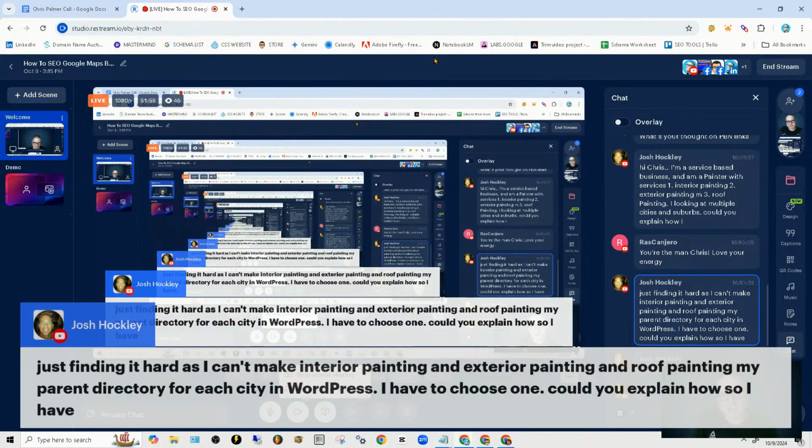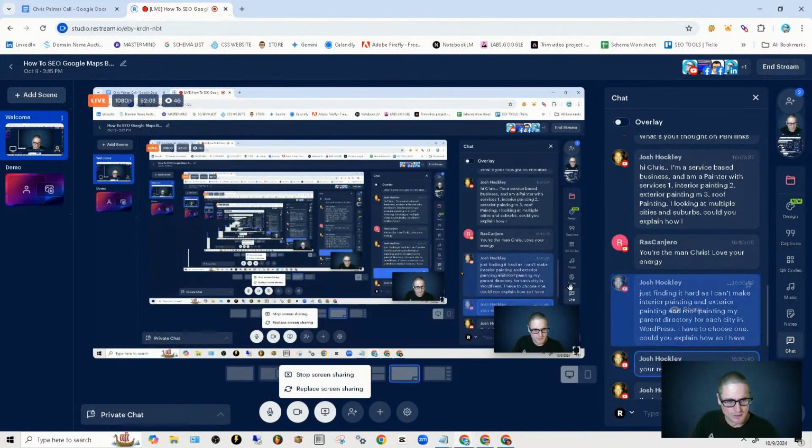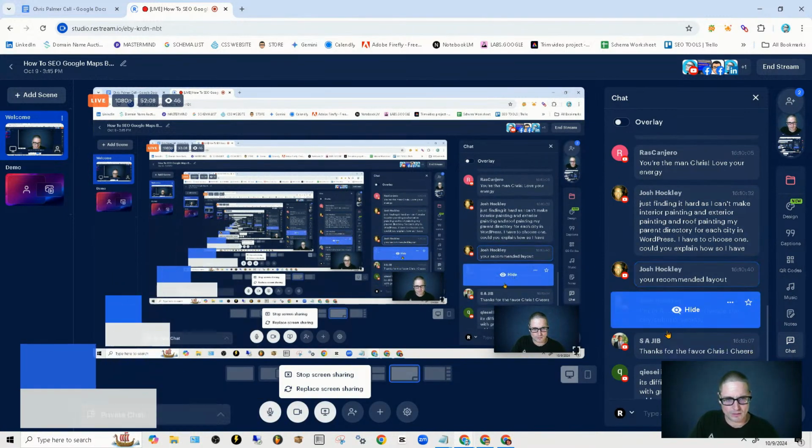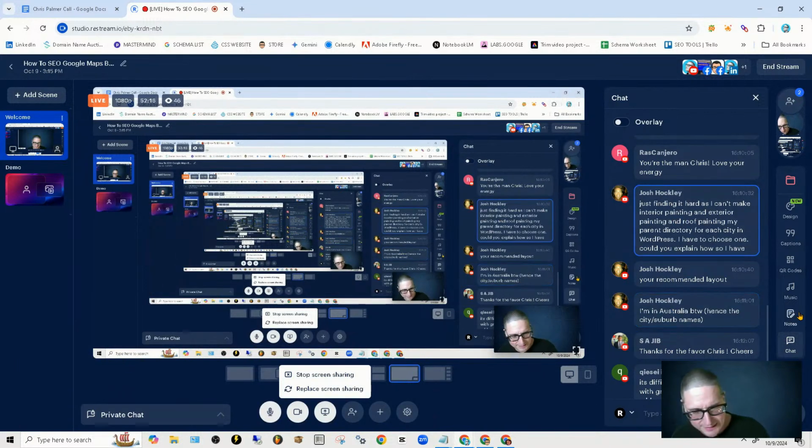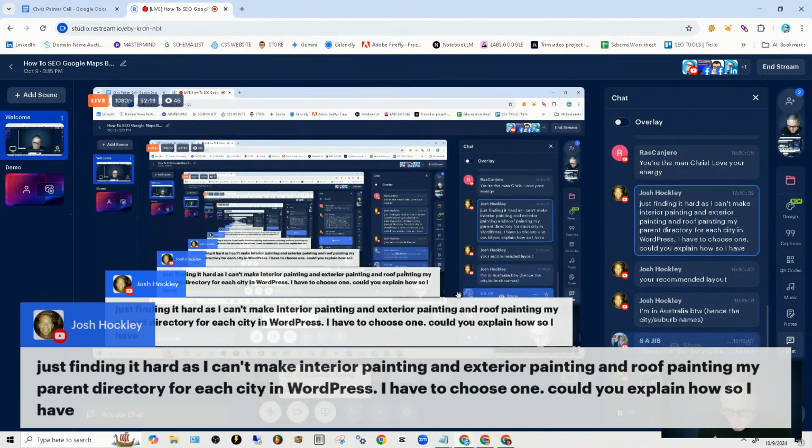Just finding it hard, as I can make interior painting, exterior painting and roof painting my parent directory for each city in WordPress. I have to choose one. Could you explain how to lay it out? I'm in Australia, hence the city suburb names. So I can't see exactly what your deal is, but I can understand the 3 things that you do.